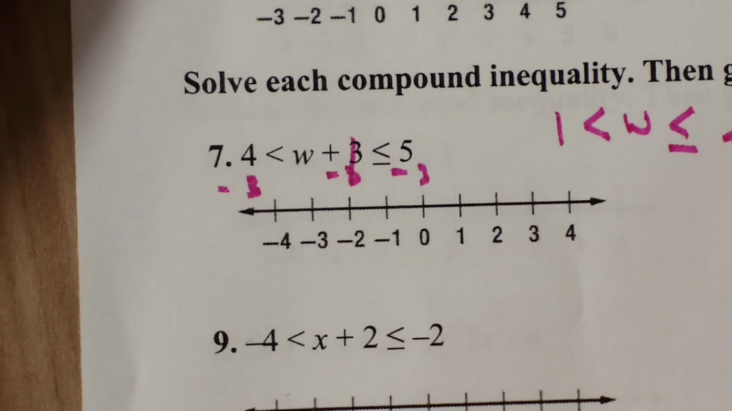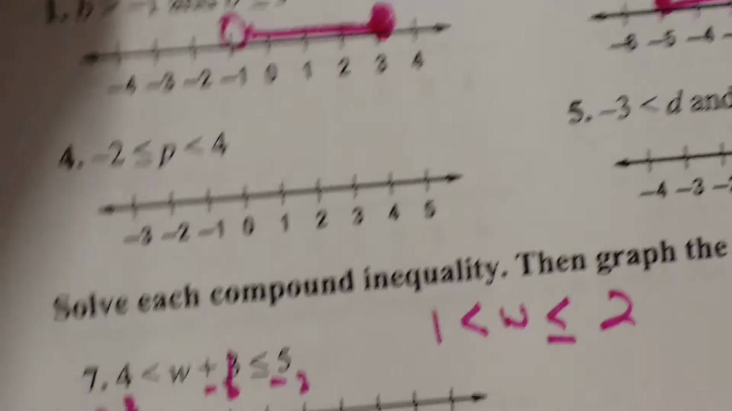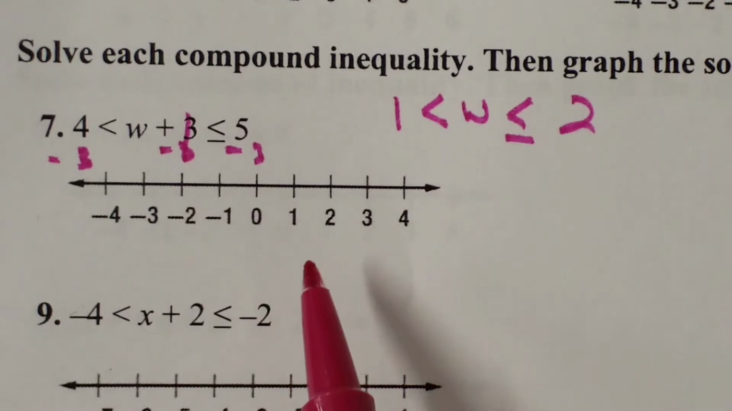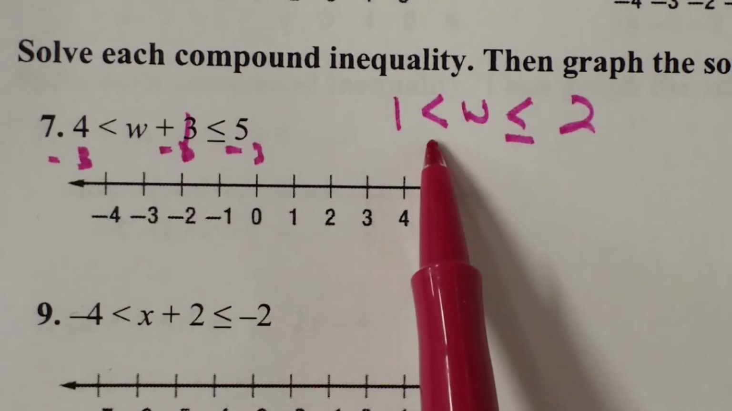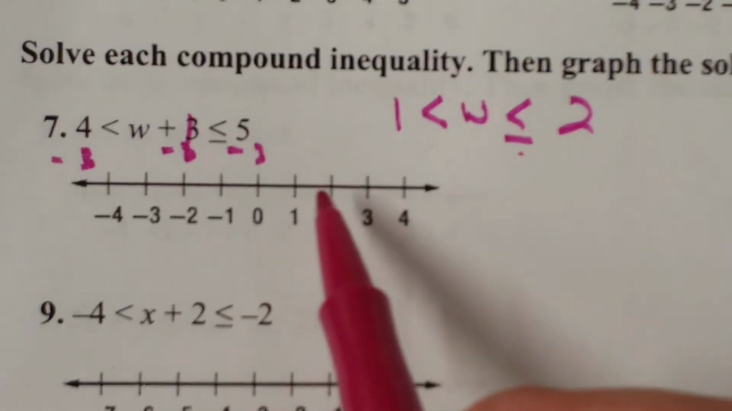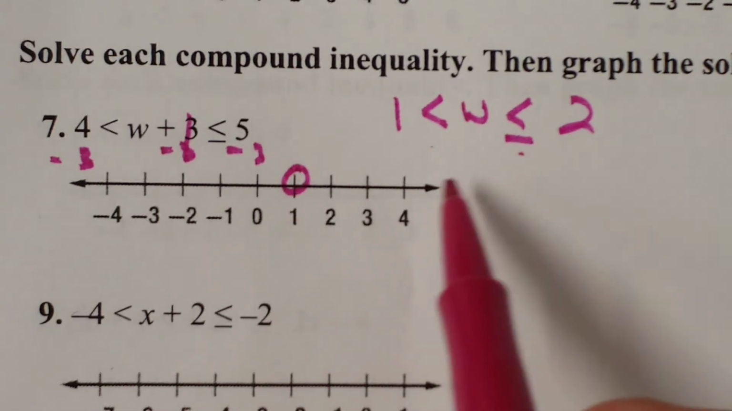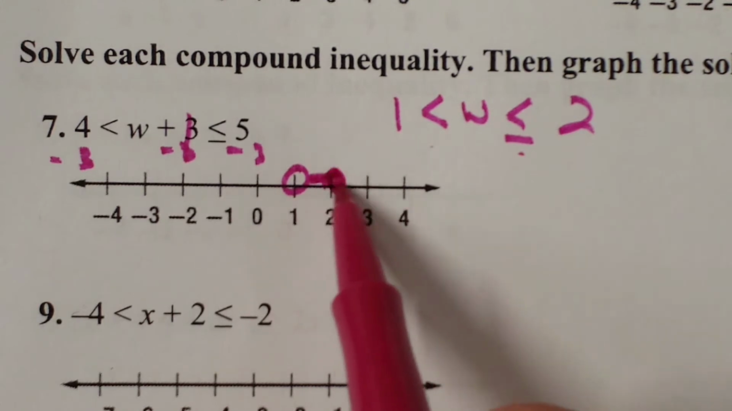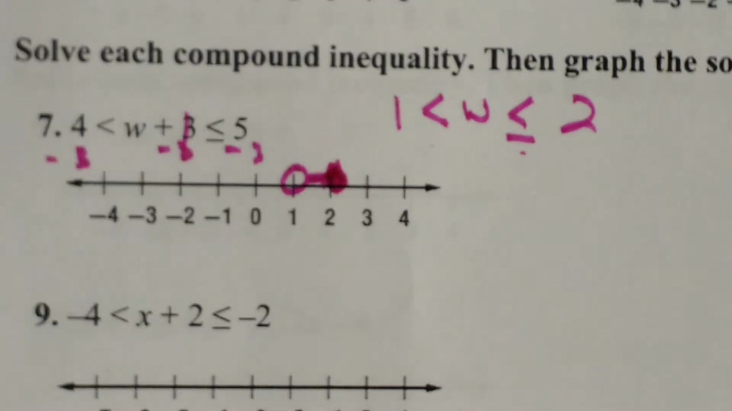And 5 minus 3 is 2. So what this is saying is W is somewhere between 1 and 2. So you're going to put circles at 1 and 2, but you have to remember, is it an open or closed circle? So I have an open circle at 1, I have a closed circle at 2, and W is in between those. So we just want those numbers right there.